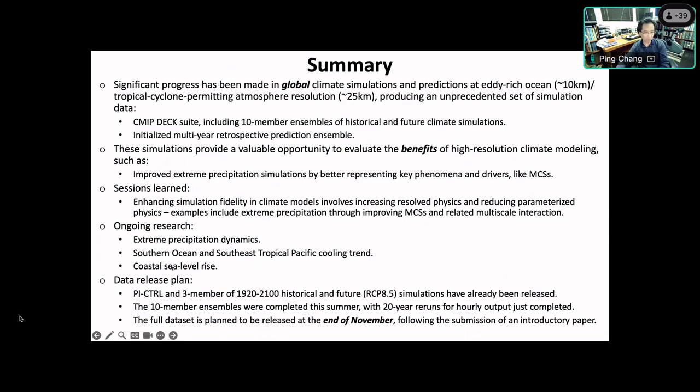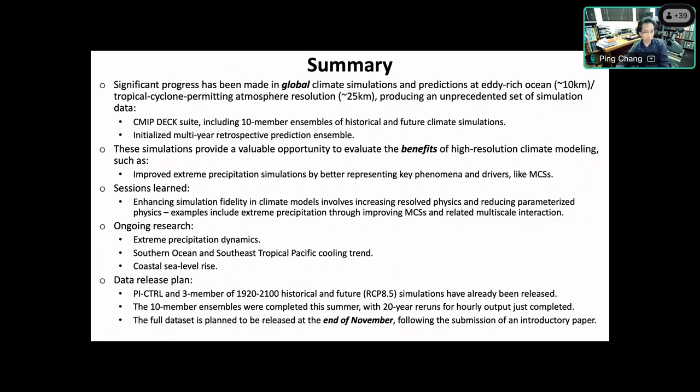And the other focus area we're working on right now is the coastal sea level rise. We actually found a lot of difference between the high resolution model and the low resolution model in terms of simulating the future sea ice, the local coastal sea level rise.